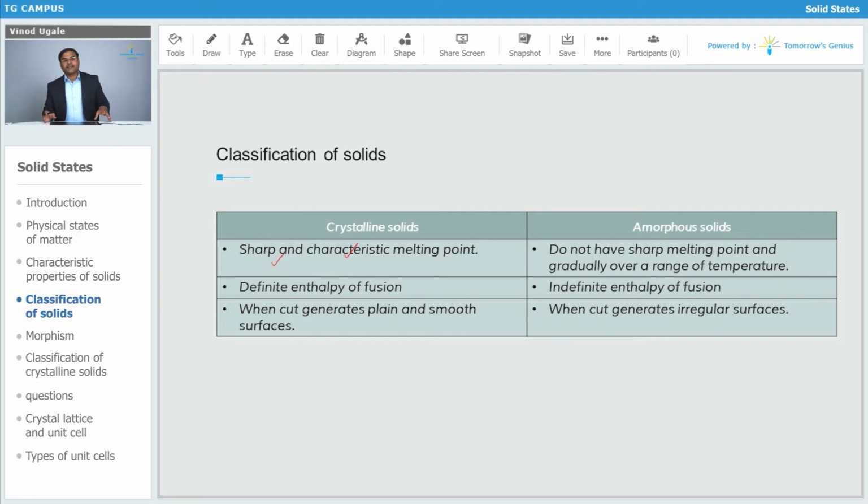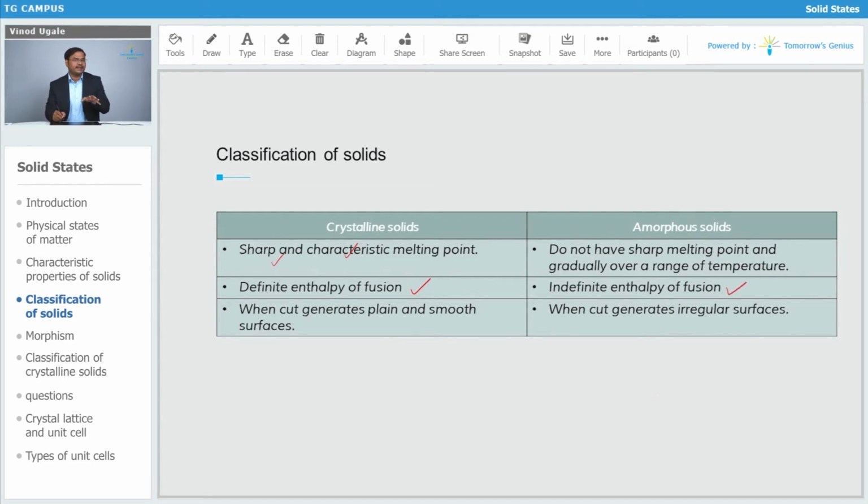But for crystalline solids, you are going to get an accurate melting point, 100 degrees Celsius. So that's the point. Crystalline solids have a sharp melting point and amorphous solids do not have a sharp melting point. You will get a range of temperature as a melting point. Crystalline solids have a definite enthalpy of fusion and amorphous solids have an indefinite enthalpy of fusion.